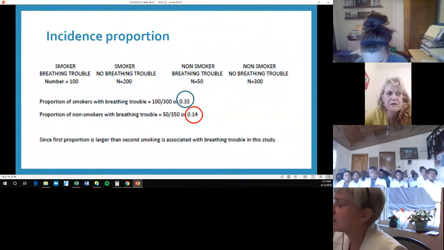Since the proportion of smokers with trouble breathing is larger than the proportion of non-smokers with trouble breathing, we say that there's an association between exposure and disease.